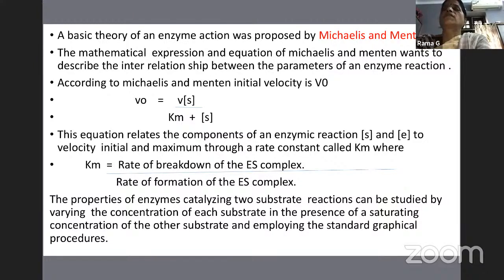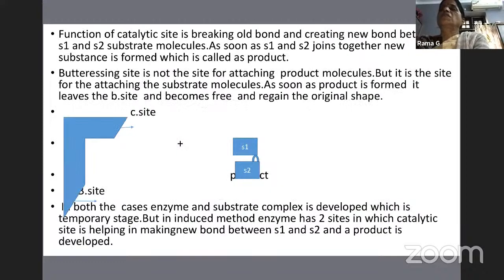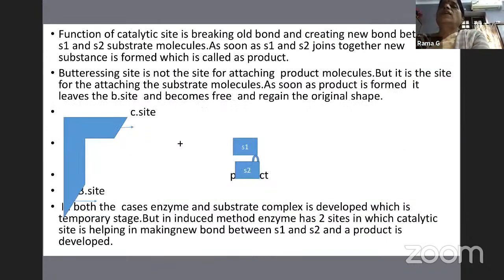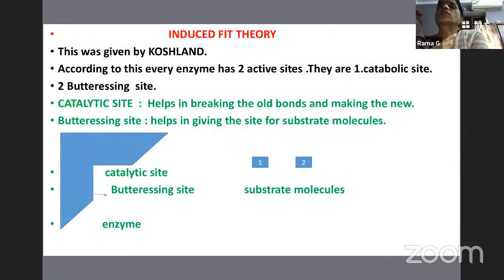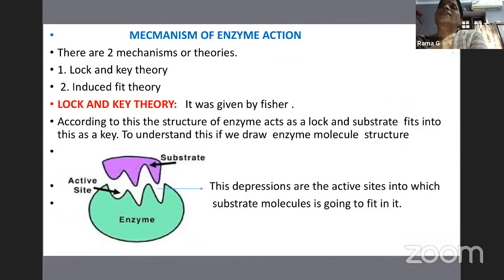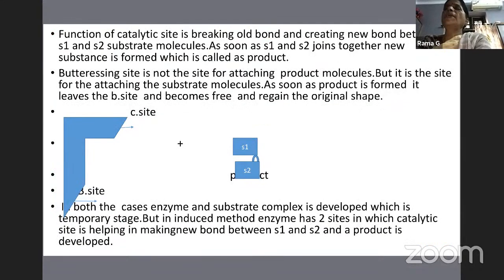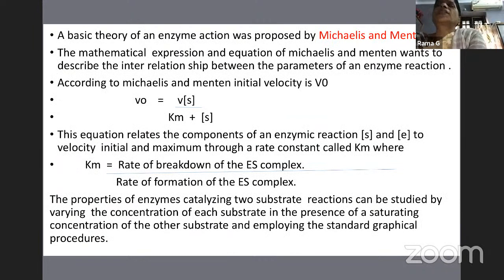Today we are going to discuss the Michaelis and Menten theory. In our previous class, we discussed two theories, two mechanisms. One is the lock and key theory, and the second one is the induced fit theory. Besides that, there is one more mechanism, that is the Michaelis-Menten theory. The basic theory of enzyme action was proposed by these two scientists, Michaelis and Menten.